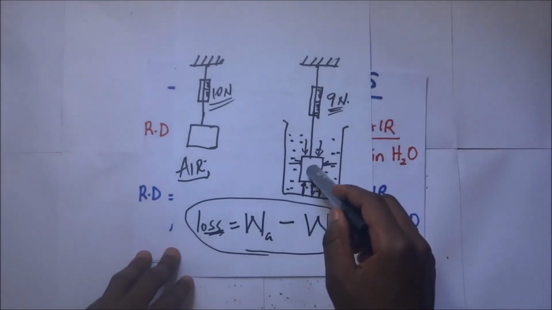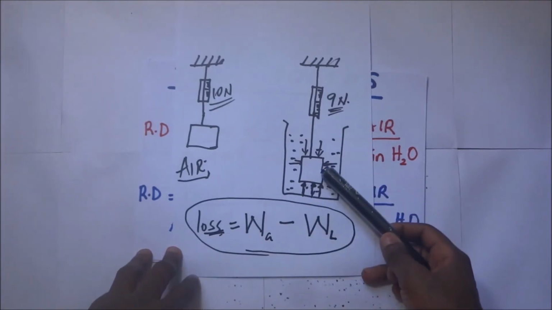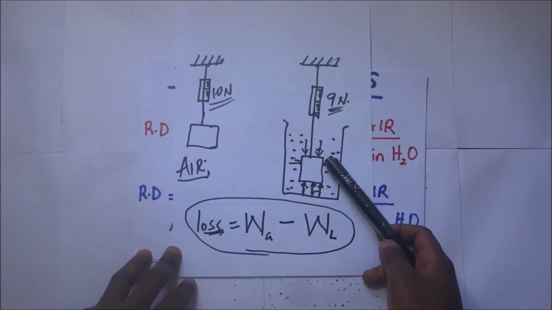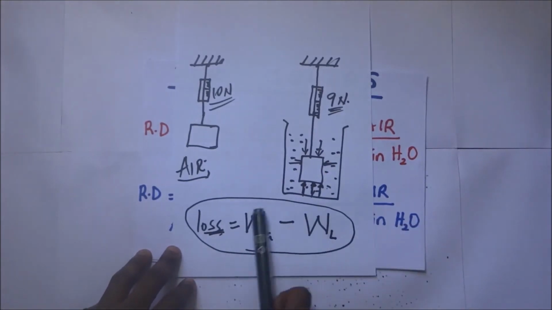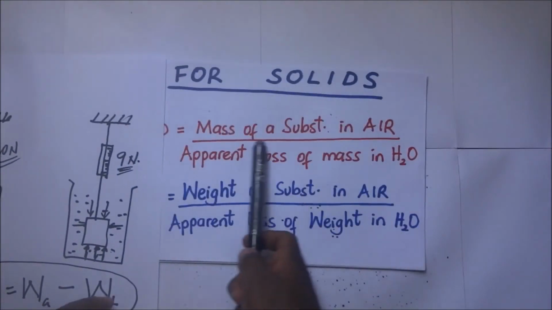Now that apparent loss of weight of that solid is because of the upthrust. We shall discuss more about this upthrust force when you are dealing with Archimedes' principle. So now this apparent loss in weight is what we are talking about in this denominator here.